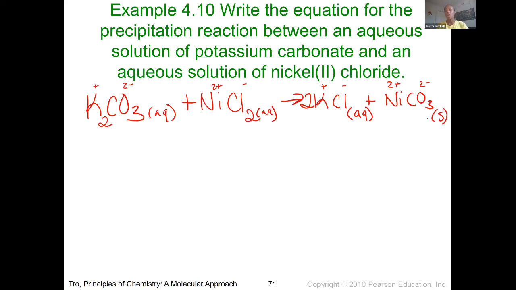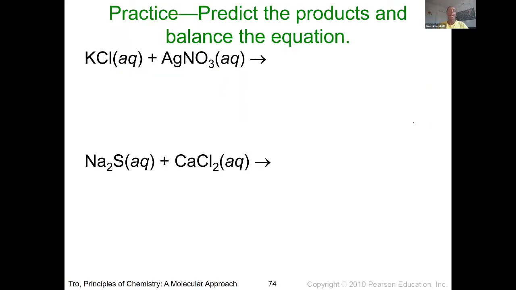So because we ended up with a precipitate, this reaction does indeed take place, and we would expect to see something new being formed in this process. All right, let's try 2 more. So we have KCl and silver nitrate, so potassium chloride and silver nitrate. So we swap the partners again.